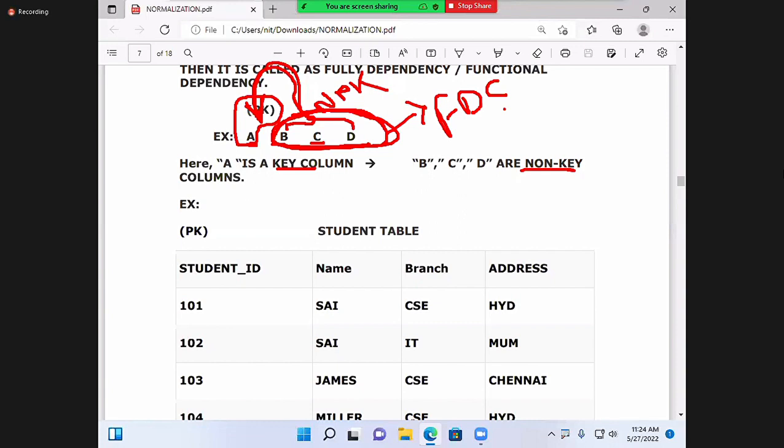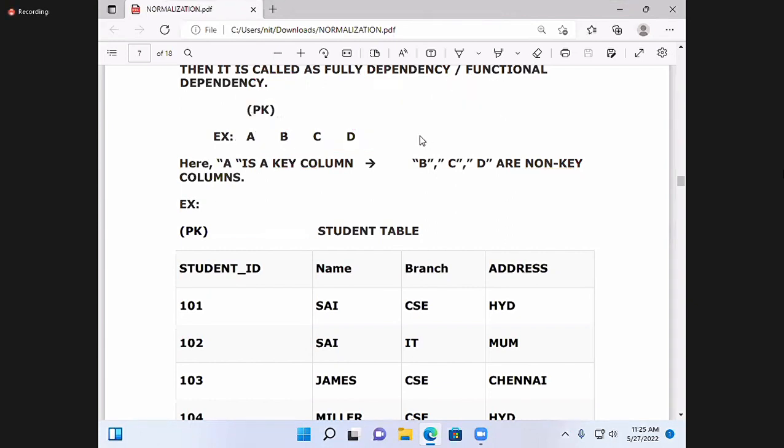Out of 100 columns, 1 column is the primary key, and the remaining 99 columns depend on that column. Then it is called a full dependency. That is the definition and explanation. Now you can see an example.